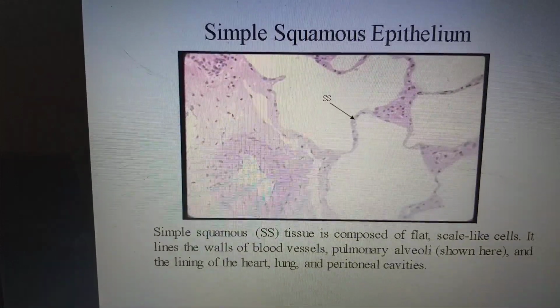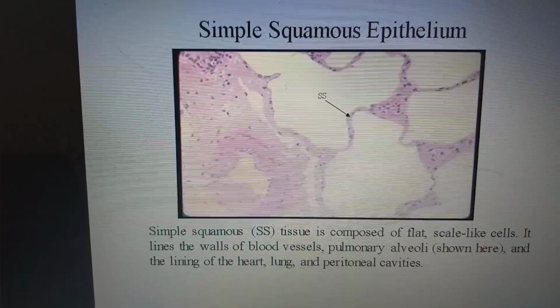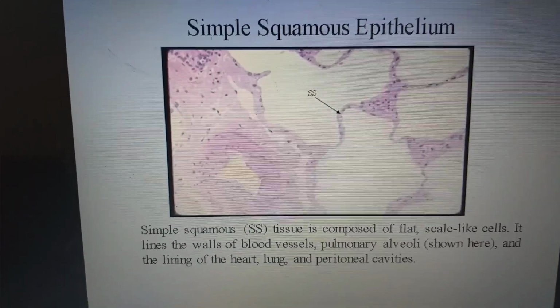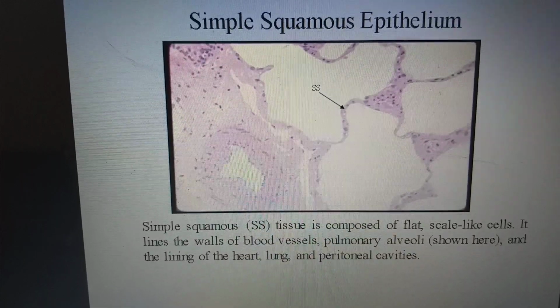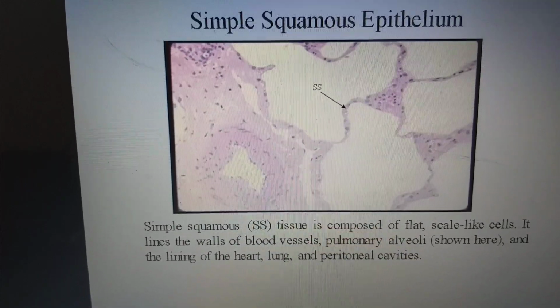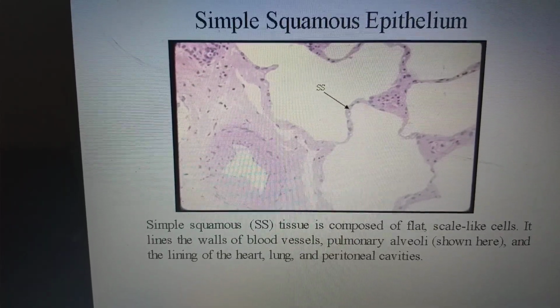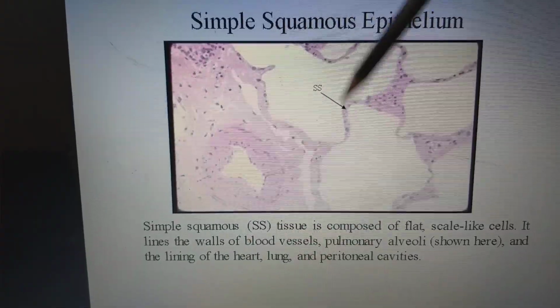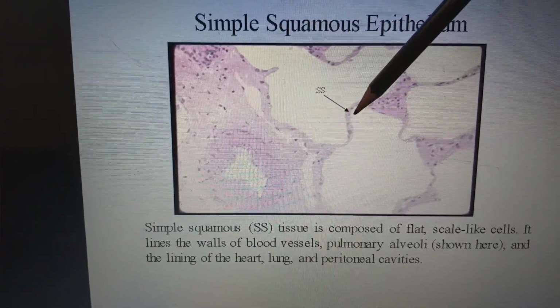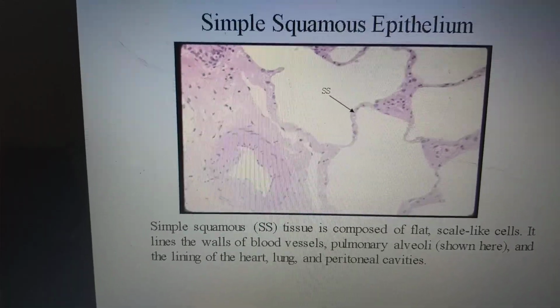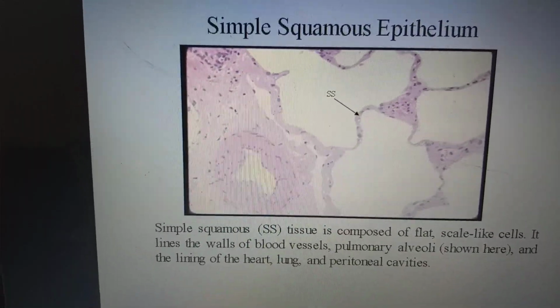Okay, and the next, simple squamous epithelium. Simple means we all know it is made up of single layer. Squamous means flat. So simple squamous epithelial tissue is composed of flat, scale-like cells. It lines the walls of blood vessels, pulmonary alveoli. As shown in the figure, this is the pulmonary alveoli and this is the simple squamous epithelium. And the lining of the heart, lungs and peritoneal lining, cavities.